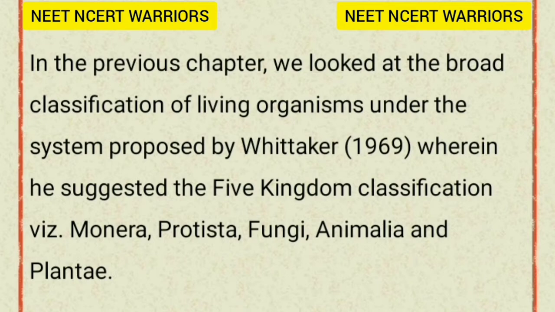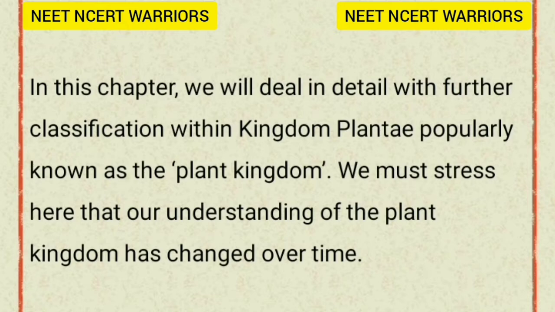In the previous chapter, we looked at the broad classification of living organisms under the system proposed by Whittaker in 1969, wherein he suggested the five-kingdom classification, viz. Monera, Protista, Fungi, Animalia and Plantae. In this chapter, we will deal in detail with further classification within kingdom Plantae, popularly known as the plant kingdom.